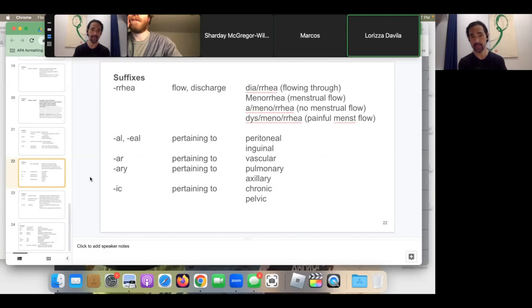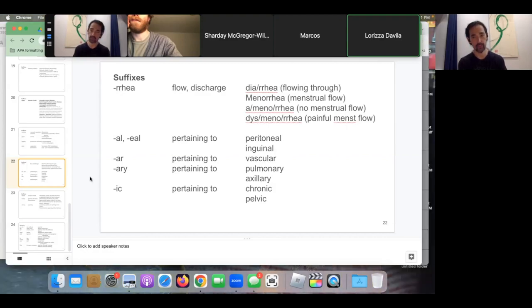Meno means menstrual or menses, and rhea means flow, so menstrual flow. A means no or without. So amenorrhea means no menstrual flow or without menstrual flow. Dys means painful or abnormal, as in dysfunction. So dysmenorrhea is painful menstrual flow.